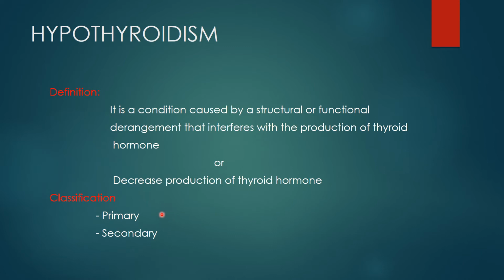It is classified, just like hyperthyroidism, into two. One is primary hypothyroidism and another is secondary hypothyroidism. Primary is when the major cause belongs to the thyroid gland. Secondary is when the cause belongs to the pituitary or hypothalamus rather than the thyroid gland.